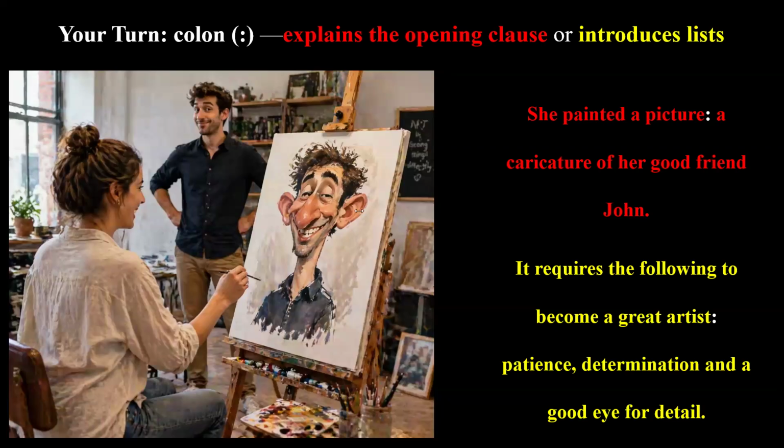Awesome. Okay, so my sentence, she painted a picture, and then I explained the first clause. She painted a picture, a caricature of her good friend John. And the second sentence that I wrote introduces a list. It requires the following to become a great artist: patience, determination, and a good eye for detail. So, your task, guys, in the chat box, could you write a sentence about that picture using a colon? You can either use a colon which explains the opening clause, or you can use a colon to introduce a list. So give it a go, guys, and I'll speak to you again in about 1 minute.